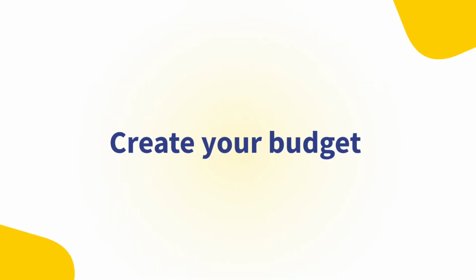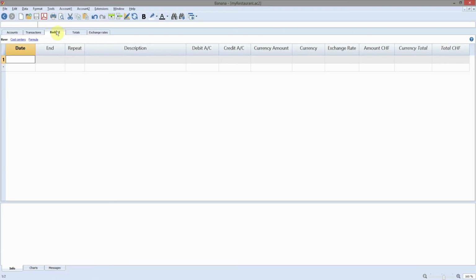Create your budget. In the budget table, you can insert the estimated income and expenses for the indicated year. For example, insert the rent with the date, the repetition, the description, the debit account, the one that will be charged, the credit account, the one that will be credited, and the amount.